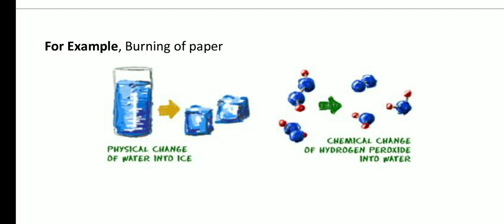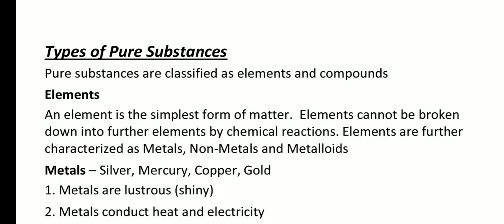In this figure, you can see the physical change of water into ice and the chemical change of hydrogen peroxide into water. Now, types of pure substances. Pure substances are classified as elements and compounds. Elements. An element is the simplest form of matter, and elements cannot be broken down into further elements by chemical reactions. Elements are further characterized as metals, non-metals, and metalloids.